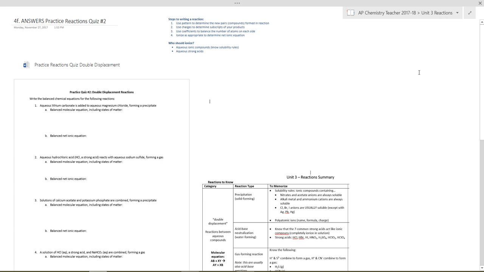Hello, in this video we're going to talk through writing out molecular and net ionic equations for some double displacement style reactions. So these are aqueous reactions which follow a pattern of two compounds coming together and then the cations switch places forming two new compounds. And we will observe a reaction if one of the products is either a solid, a liquid, or a gas. If both products are aqueous, we will see no reaction.